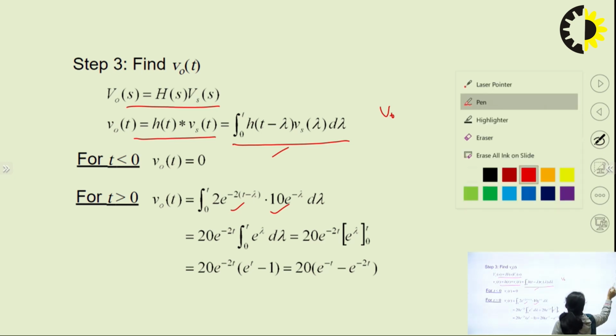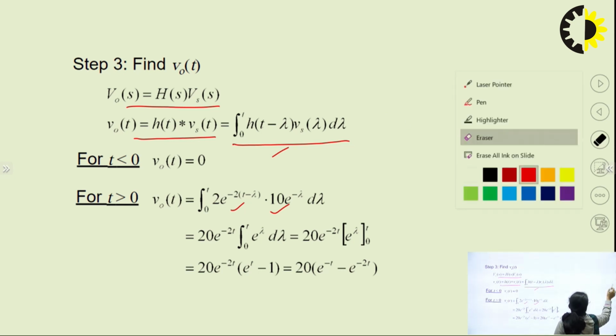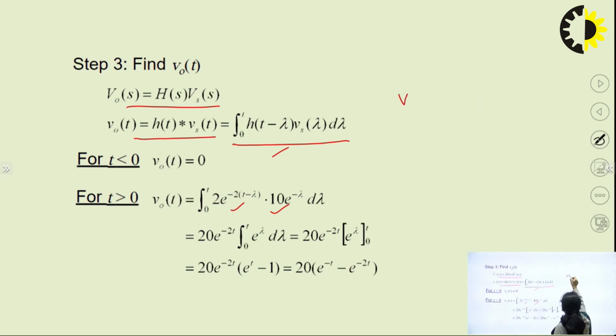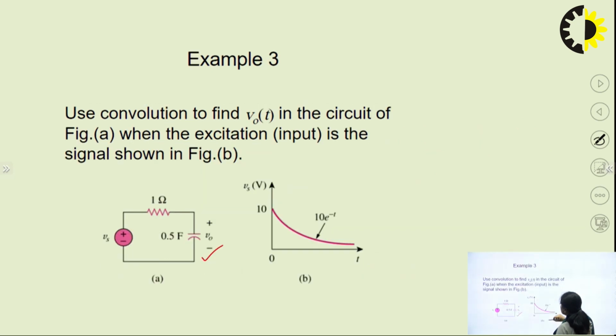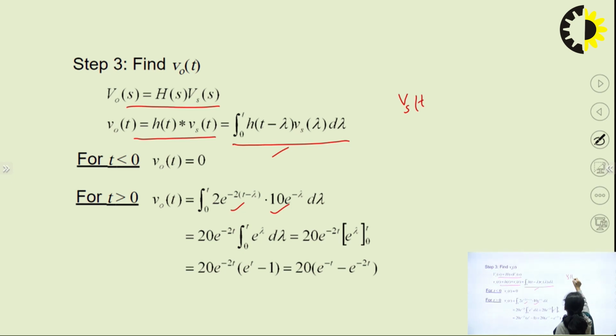Okay, see here in the question it is given VST is 10 e to the power minus t. So 10 e to the power minus lambda d lambda. So this is the integration of that, because we need to calculate the convolution of HT into VST.